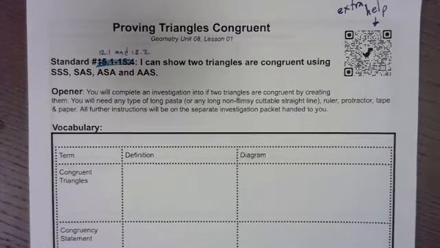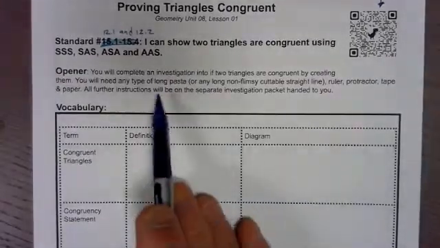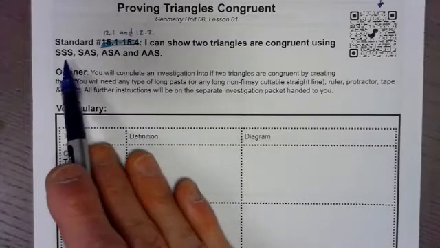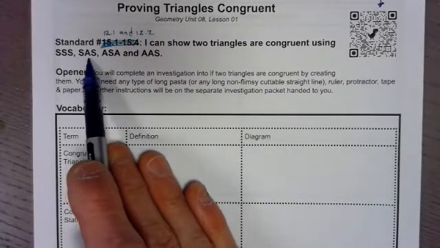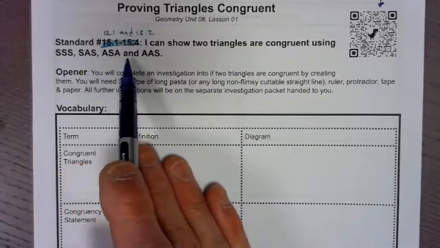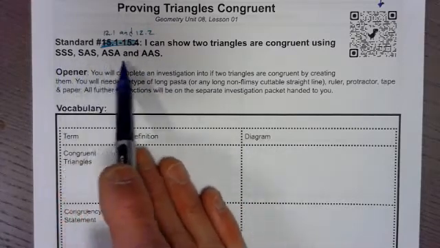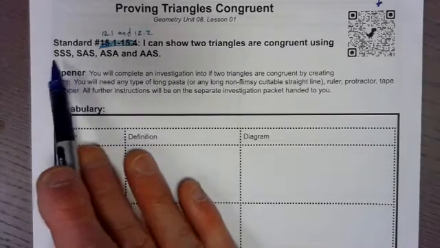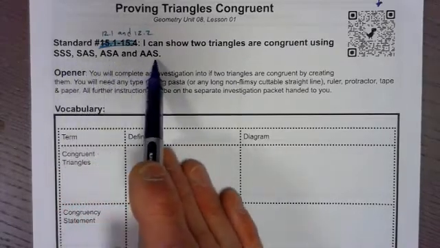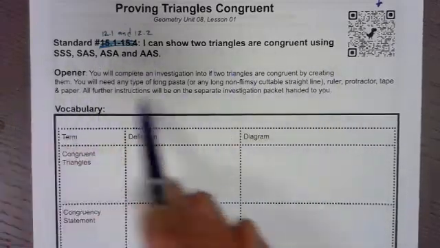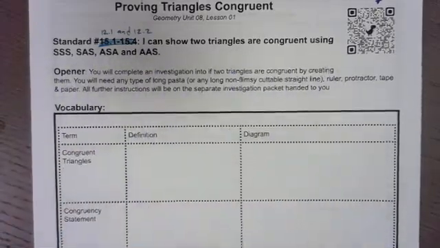All right, now let's go ahead and jump in here. First thing we're going to do, we're going to show two triangles are congruent using side, side, side, side, angle, angle, and angle, angle, side. Now, these are shortcuts that we're going to need in order to help us prove triangles congruent in a more efficient manner. The opener we're not going to do in the video, may do that in class, might not, okay?